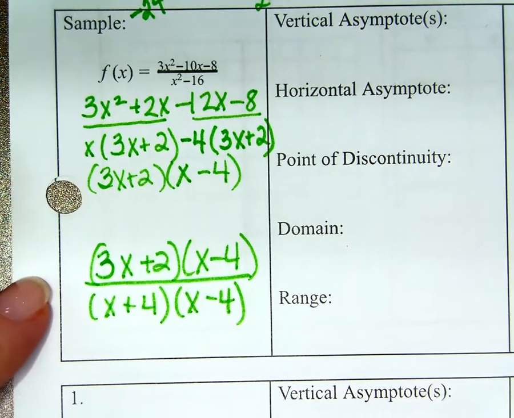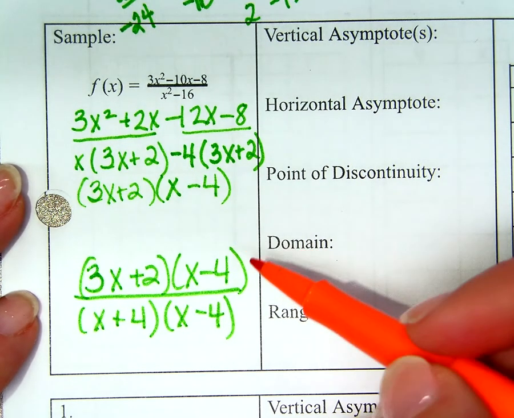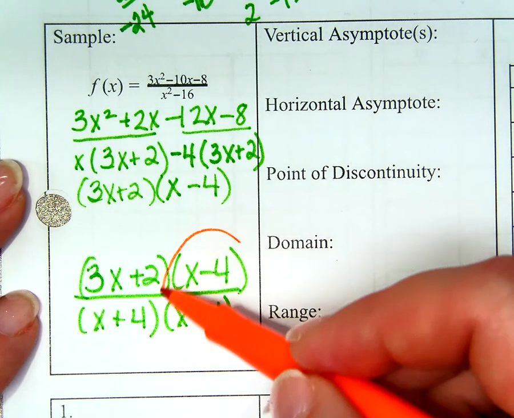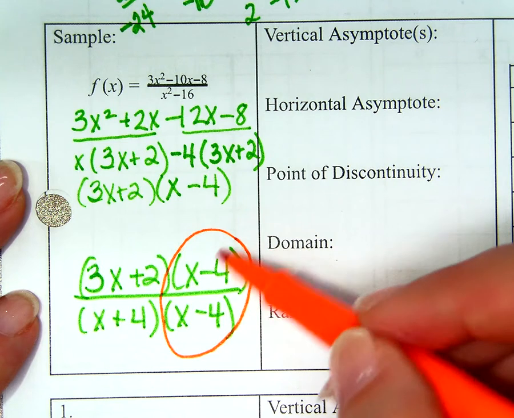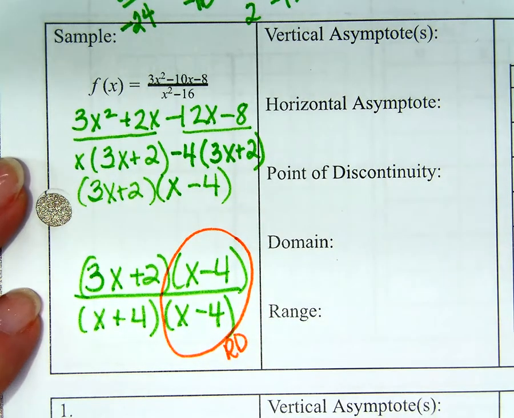So once I factor, what are we finding first again? Vertical? Okay. So do you mind if I first notice this? What's that going to tell me? My removable discontinuity, right?